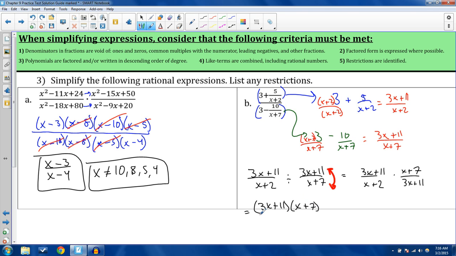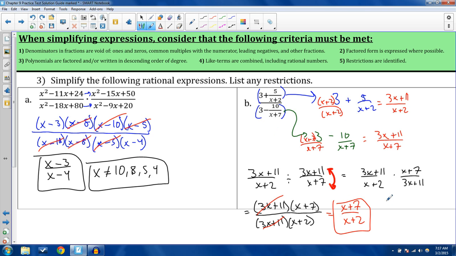And another cool thing is multiplication is commutative, which means I can switch the order in which I multiply things as long as I maintain their values. 3x plus 11 times x plus 2, I can rewrite it like this. The only benefit is I can clearly see that, oh, 3x plus 11 is clearly a common multiple on top and bottom. These can divide. And all that's left here is x plus 7 over x plus 2, which is awesome.